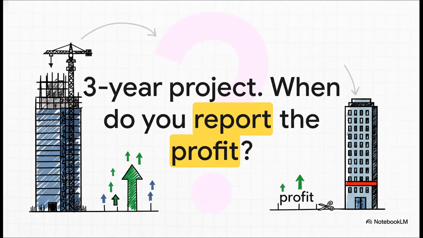Imagine you've just won a massive contract to build a brand new skyscraper. It's going to be a 3-year project from start to finish. So here's the million-dollar question for your company. When do you actually report the profit you've made? Do you wait 3 whole years until the grand opening to report it all in one go? Or is there a smarter way?